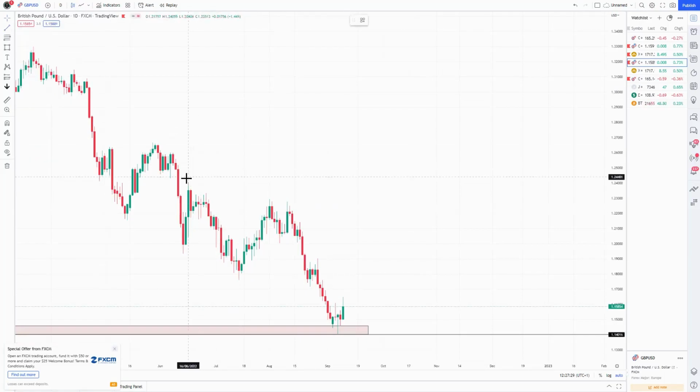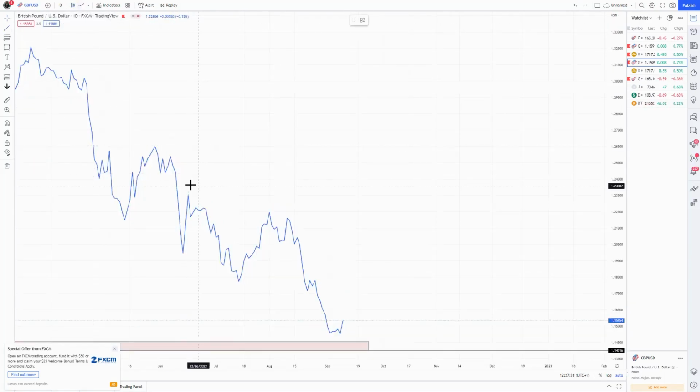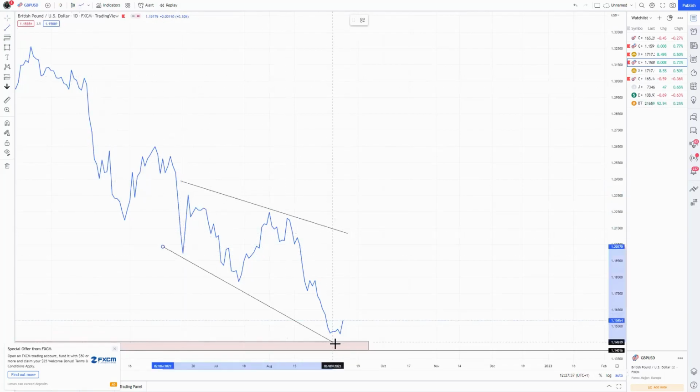We will call this market. So this is like a broadening megaphone. Also, it falls under a wedge pattern.